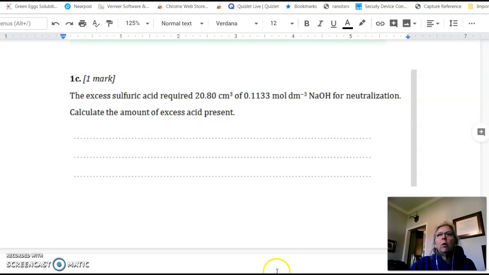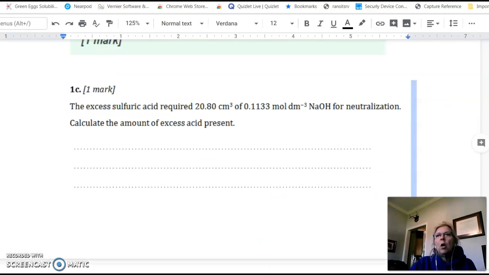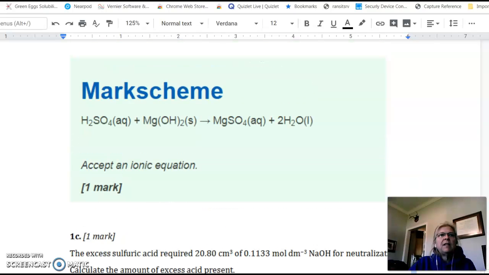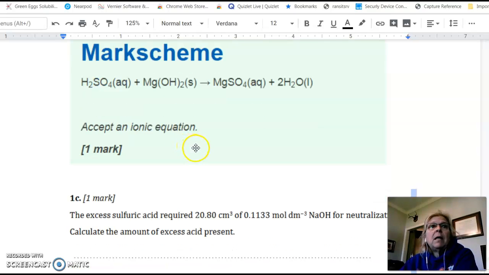So where we were, just to remind you, we had just written the equation for sulfuric acid reacting with magnesium hydroxide to produce magnesium sulfate and water. And so we did recognize that that was a 1-to-1 mole ratio between H's and OH's. And that's important for us to know because we have to make sure we understand what is going on here.